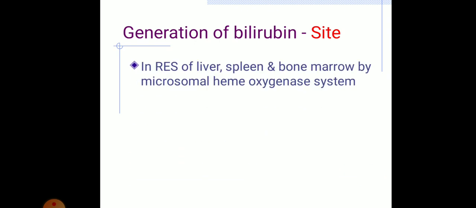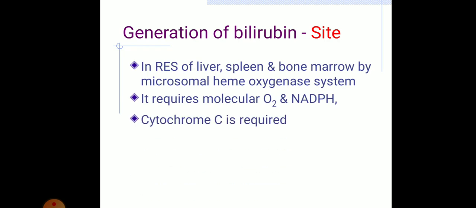The site of generation of bilirubin is the reticuloendothelial system of liver, spleen and bone marrow, by the microsomal heme oxygenase system. So heme oxygenase is present in the reticuloendothelial system of liver, spleen and bone marrow. If there is a question like where heme oxygenase is present, it is in the RES or reticuloendothelial system. The formation of bilirubin requires molecular oxygen and NADPH. Okay.